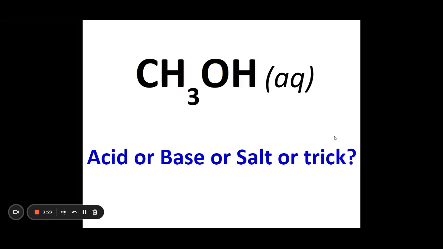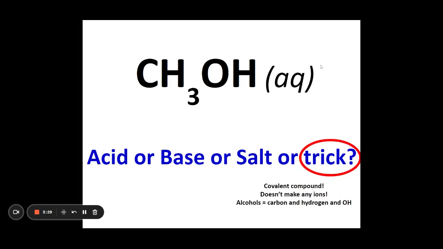CH3OH, an acid, a base, a salt, or a trick? It kind of looks like a base with that OH at the end, but this is a classic trick. CH3OH is a type of alcohol. It's a covalent compound. It does not make any ions. Alcohols basically have the form carbon and hydrogen with an OH on the end. You just got to watch out for these. It's a common trick. So alcohols have an OH on the end, but they are not bases. That is a common trick.